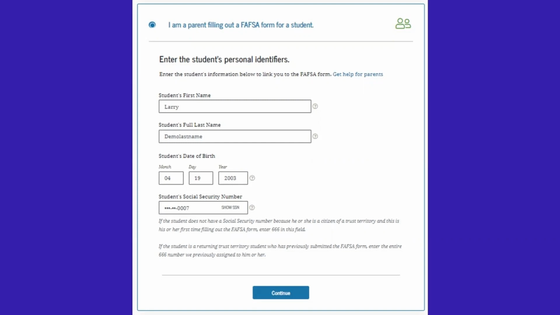It's going to ask you for the student's name, last name, date of birth, and the social security number. One of the things I want to really emphasize, and it seems very simple, but it is so important, is to make sure that that social security number is correct. If an incorrect number is submitted, it can be fixed, but it is a rather painful process. So I would strongly recommend that you just check it, recheck it, and maybe even check it a third time before you move on.